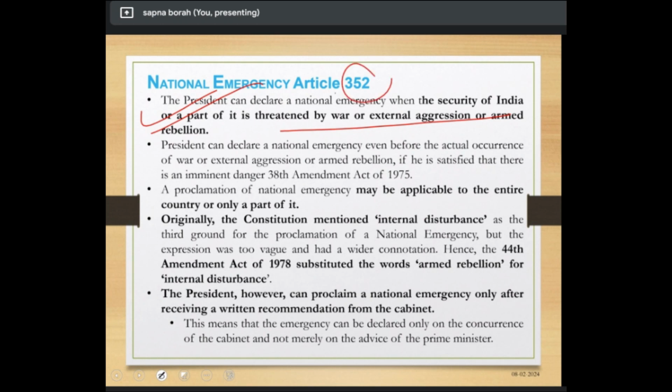Anyway, this was the first point, so to remember: please remember Article 352: war, external aggression, armed rebellion. Please remember, there is one more term here. Where is it, internal disturbance? Okay, earlier there was the word internal disturbance, before armed rebellion. This was termed as internal disturbance, so this was not very clear.